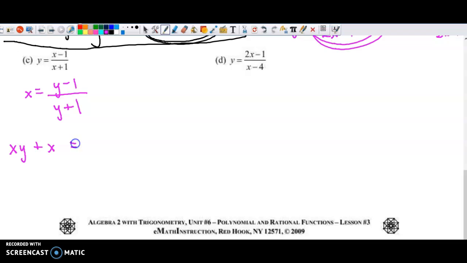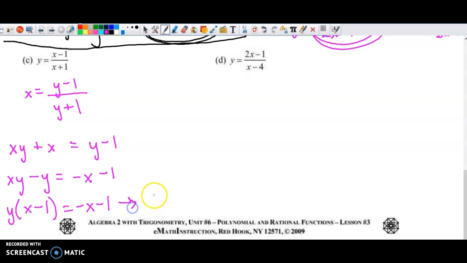1 times x is just x. Now at this point I would subtract y to the left side, and I would also subtract x to the right side. So I can greatest common factor a y out. And so my final answer, I'll write it as inverse notation because I prefer that anyway, is negative x minus 1 over x minus 1.